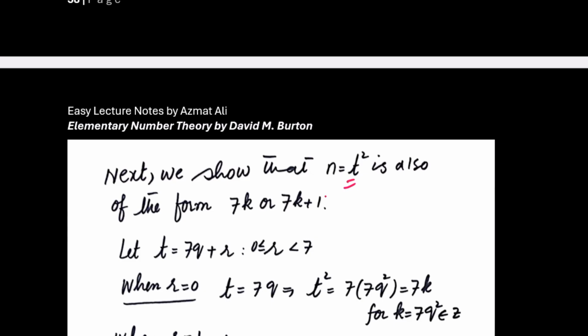Next, in the case of square, when n is equal to t square. Now we show that this integer n, which is a square as well as a cube of another integer at the same time, is of the form 7k or 7k plus 1, and it also has the form 7k plus 4. So this is the correction that is needed in this question.